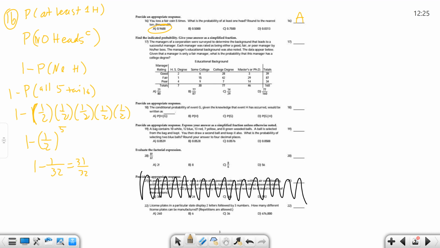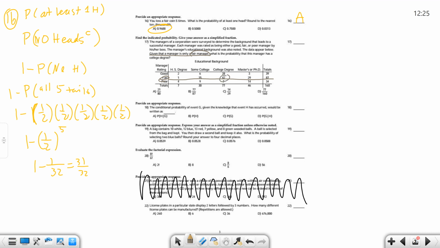The managers of a corporation were surveyed. Each manager was rated good, fair, or poor. What really matters is the given statement down here. Given that a manager is only fair, right? Here's fair. So I really only care about this row right here. Given that they're fair, I don't care about good and poor managers or totals. What is the probability the manager has a college degree?